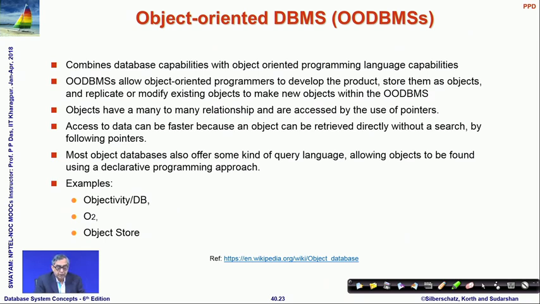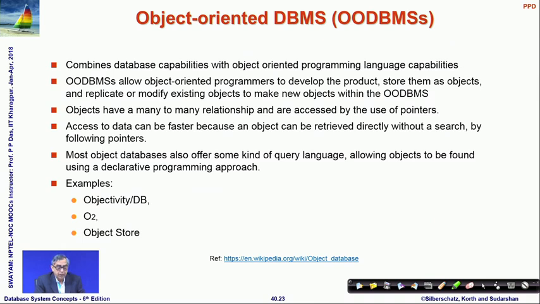So, there have been attempts to give an object orientation kind of layer on top of relational databases or define things in that way. Objectivity/DB, O2, ObjectStore are some of the examples, but unfortunately these have not been as popular as the regular relational databases.